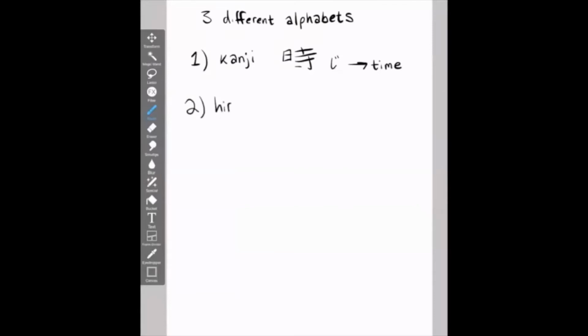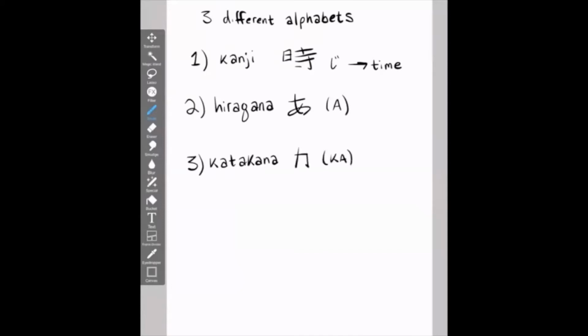There's hiragana, which is a lot more simple. This one is just a. And then there's katakana, which is also a symbol and very similar to hiragana. So katakana, we have ka.